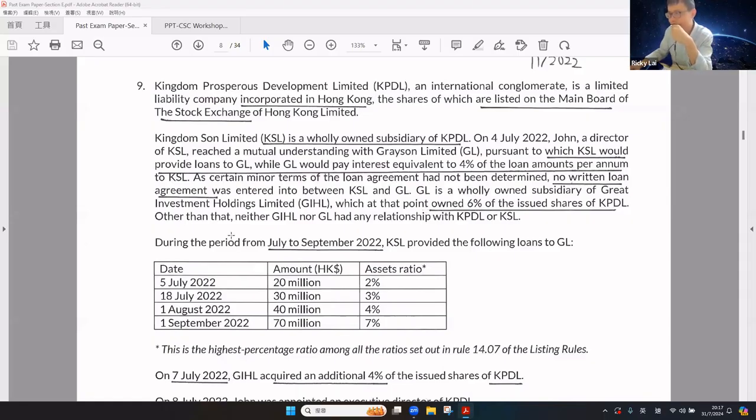Other than that, there is no relationship between GIHL or GL with TLD or KXL. Okay, this means that the scenario is quite complicated. So I recommend, dear examinees, that you draft an organizational chart to avoid any misunderstanding of this shareholding.